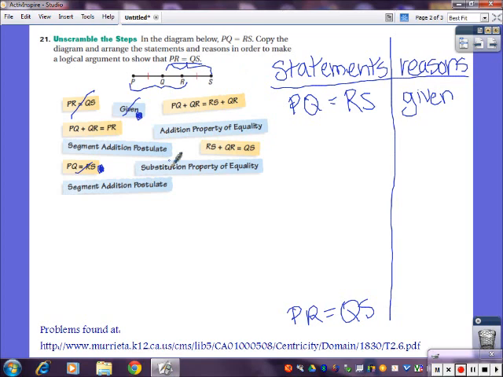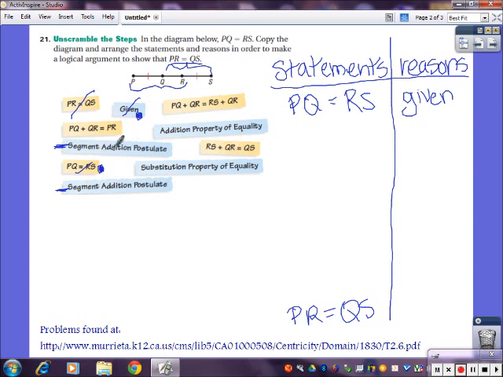When I look at what's left, what I notice is that this one, segment addition postulate, is in here twice. So first of all, I haven't heard of that postulate yet in class, but I can deduce that I'm adding segments. And when I look at all these statements, I know PQ represents a segment, QR represents a segment, so I know this is adding segments. Now, all three of them are adding segments.